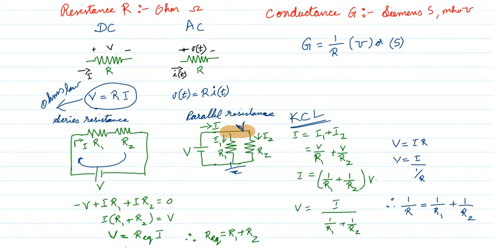Okay, because this is V, so this voltage is also V, right? So V by R1 is I1, V by R2 is I2. So taking V outside, it becomes 1 by R1 plus 1 by R2, into V, right?